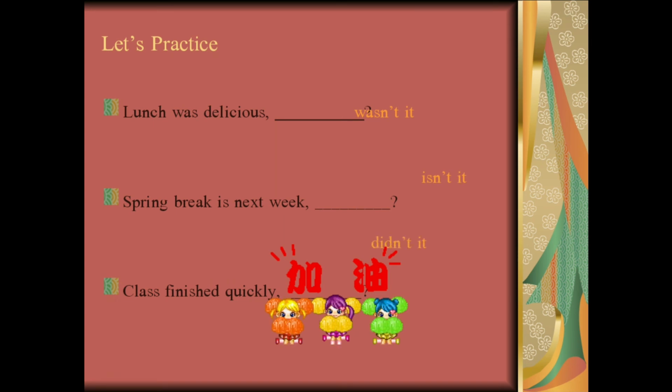Class finished quickly. Here we don't have an auxiliary verb. We have the main verb finished in the past. So we have to choose between do, does, or did. In the past we choose did. So did, and put it in negative, didn't, plus it.